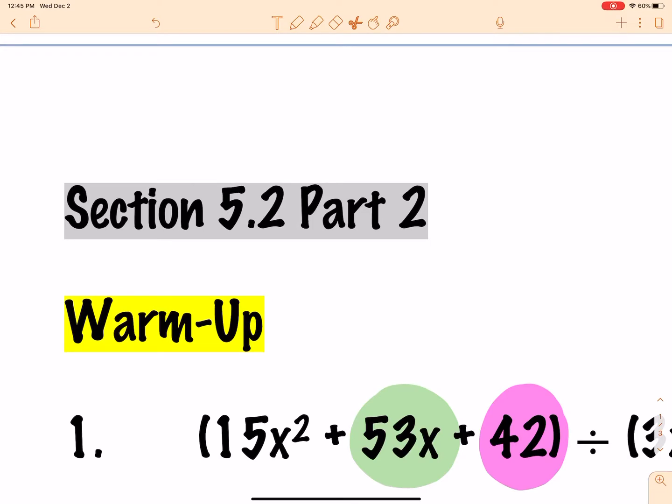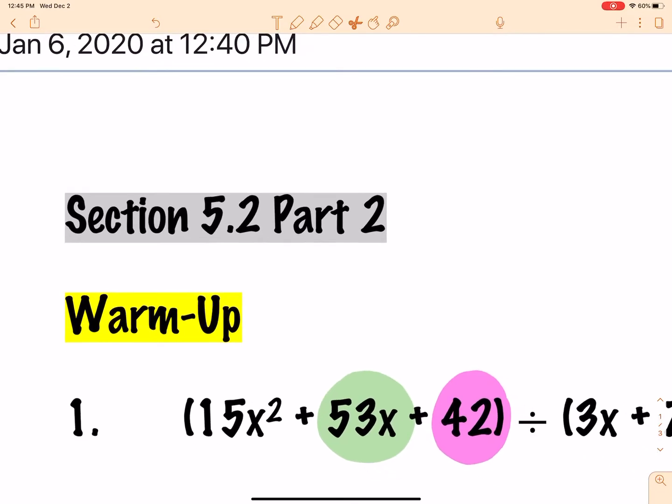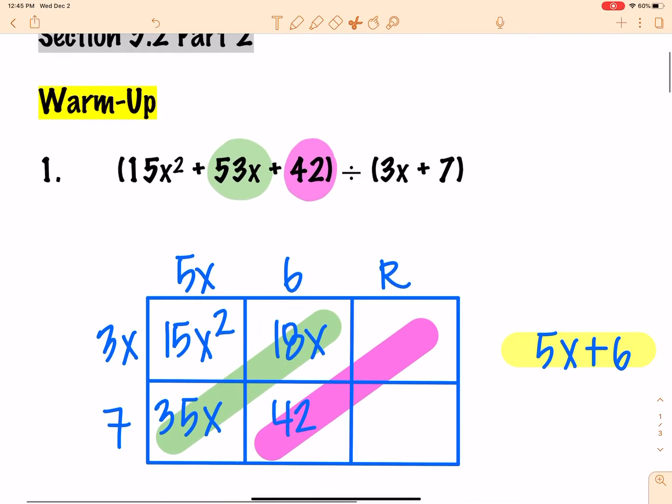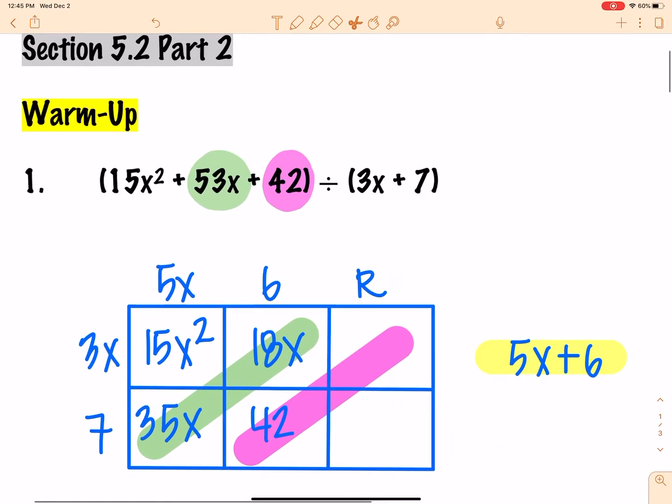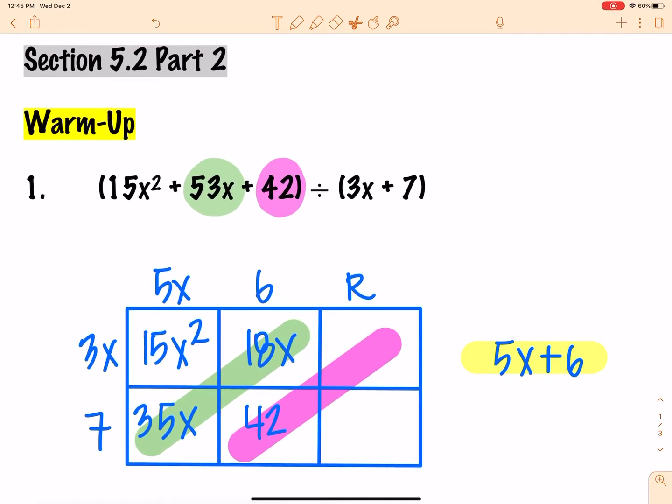All right, number 1 is kind of like our easy elementary version of these. So go back up here. You should get 5x plus 6, which is actually divided completely evenly, which means there is no remainder.